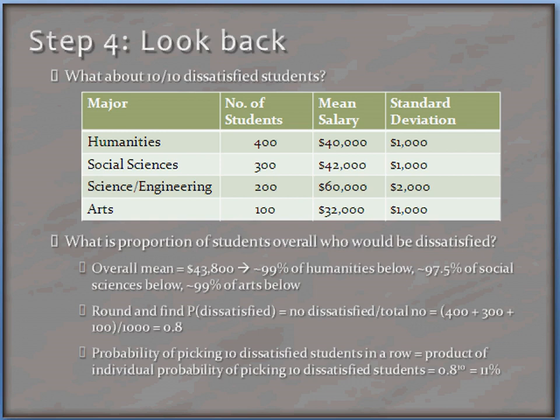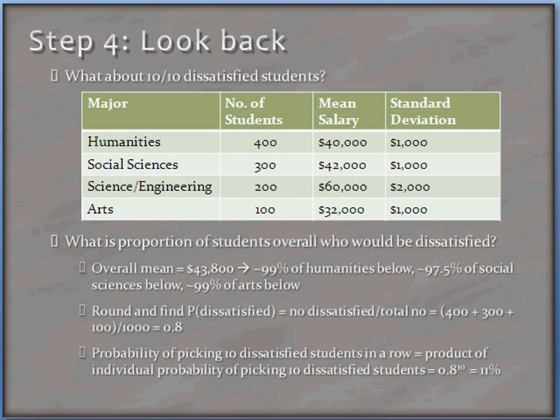So to answer the engineering school dean's probable question, we'd want to calculate the probability of picking 10 such students. Recall that when an event is the combination of a bunch of discrete events, then the probability of that greater event is the product of the probabilities of the individual events. The probability of picking a dissatisfied student is 80%, so we simply raise 80% to the 10th power, that is, multiply it by itself 10 times, and come out with 11%. This means that the likelihood of pulling only non-engineering or non-science students from the population is about 11%.